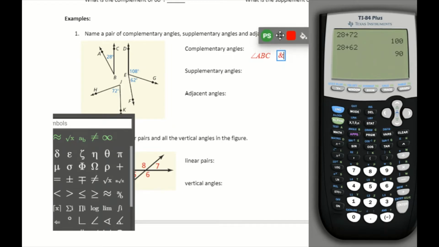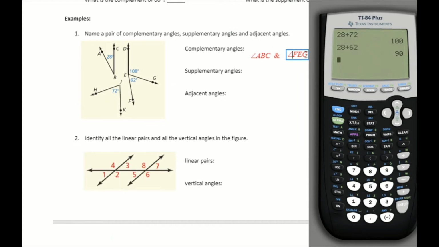And let's see, the other one was angle, what was it? FEG. So we've got these two angle measures. I'm going to pull this together and make this look a little nicer. Okay, well, it doesn't want to let me. There we go.